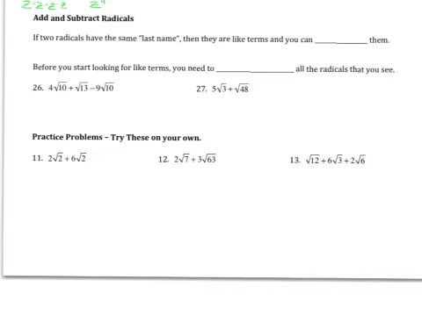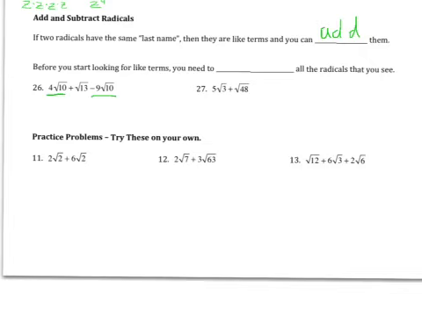The next thing we're going to talk about is adding and subtracting radicals. If two radicals have the same last name, then they are like terms and we can add them. So when I say same last name, take a look at problem number 26. See how we have a 4 root 10 and a negative 9 root 10? It's kind of like 4 root 10, his first name is 4 and his last name is root 10. And negative 9, his first name is negative 9 and his last name is root 10. So they have the same last name, which means that we can combine them.